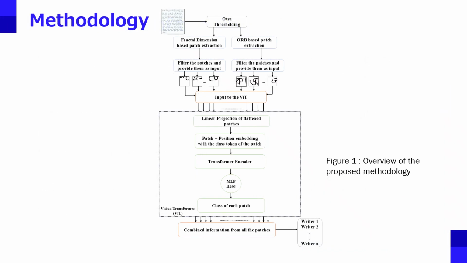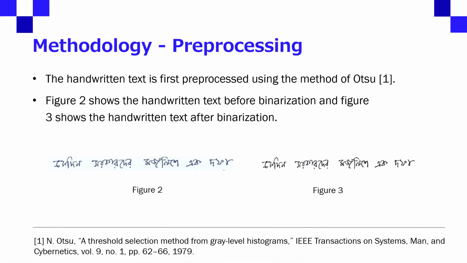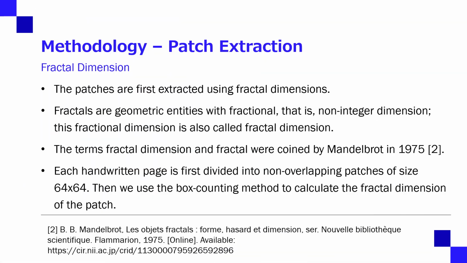The figure gives us an overview of the proposed methodology. I'll be talking more about the steps in the upcoming slides. First, the handwritten text is binarized using the method of OTSU, which separates the pixels into foreground and background. Then we extract patches from the handwritten text in two steps.